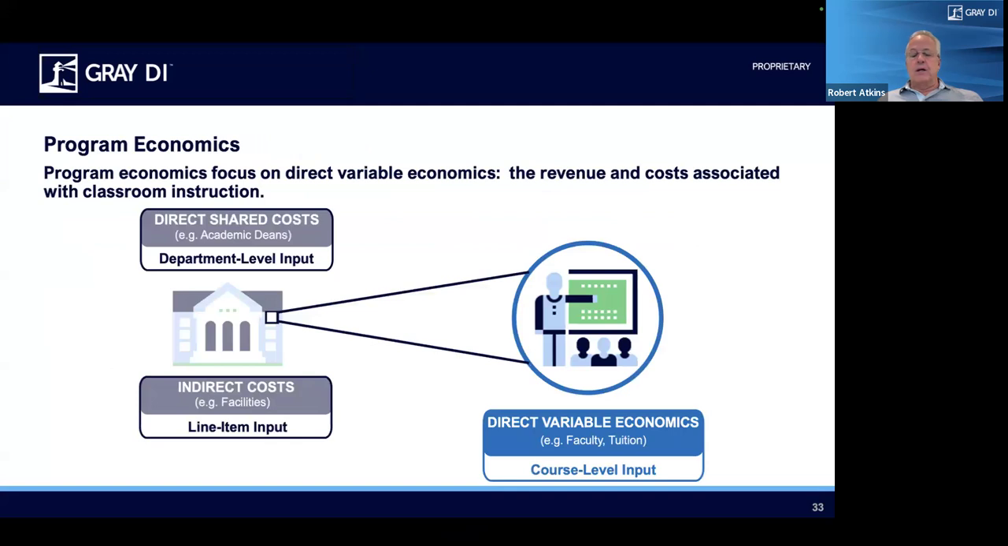First things first, what are we going to look at here? We are focusing our benchmarking on direct variable economics. That is, what does it actually cost to teach a course? And then we roll that cost up to programs or departments.